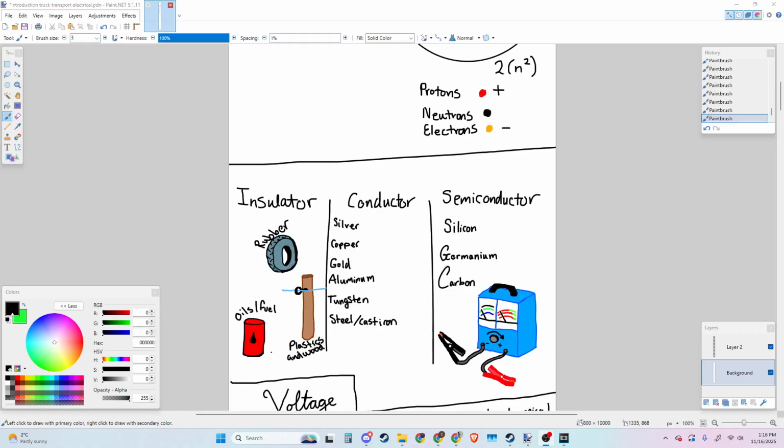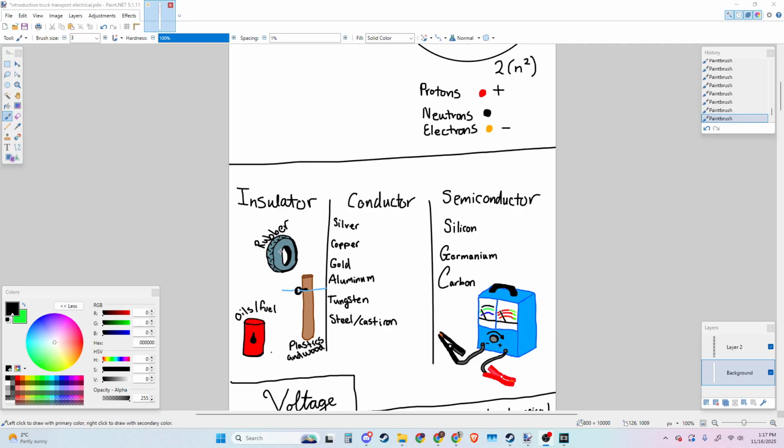Now let's talk about insulators, conductors, and semiconductors. Insulators are materials that inhibit electricity flow. Common examples of insulators are rubber. You can see that on tires. They have the saying that if electricity, such as lightning, hits your car, you're supposed to stay within your car, because the only thing that's preventing you from getting shocked is the rubber wheels that you have.